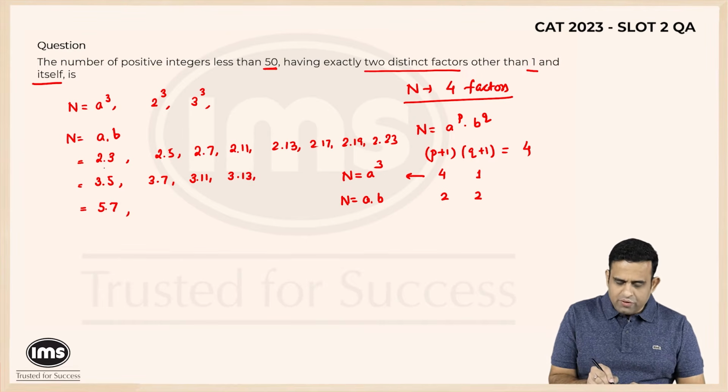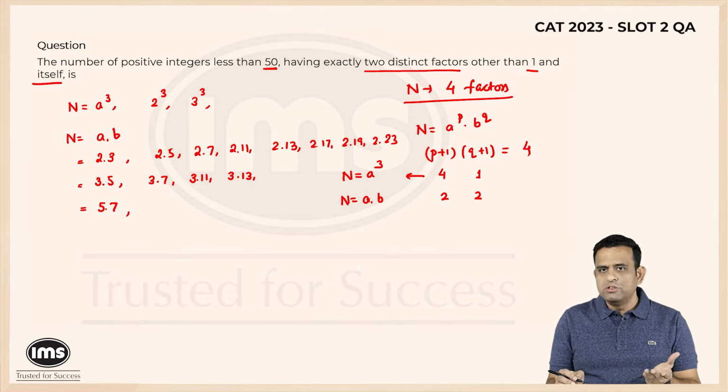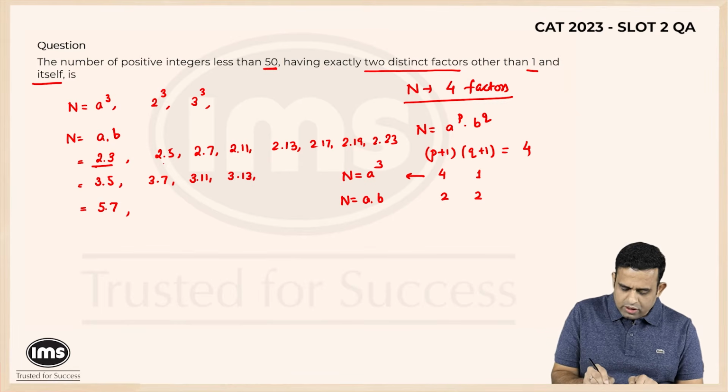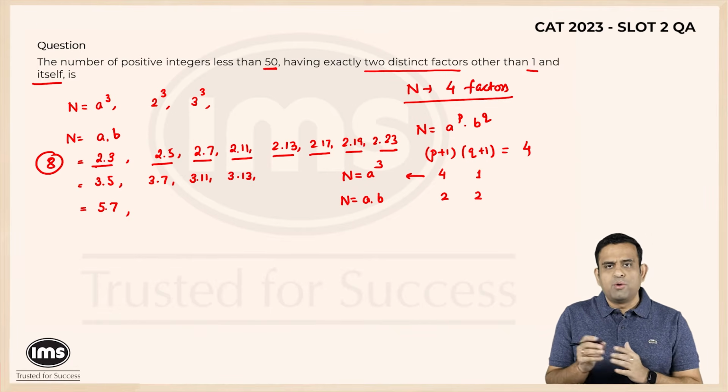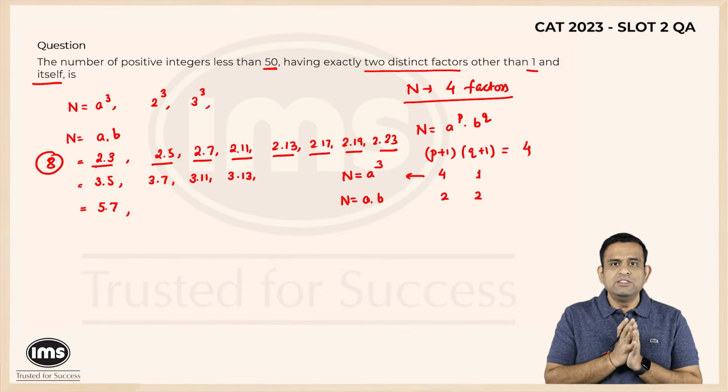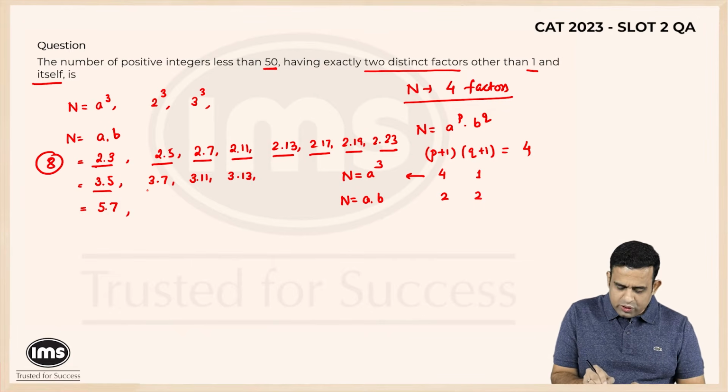So the number of the form a into b, where 2 is the smallest prime factor, is 1, 2, 3, 4, 5, 6, 7, 8, so 8 cases. The number of the form a into b, where 3 is the smallest prime factor, happens to be 1, 2, 3, 4.